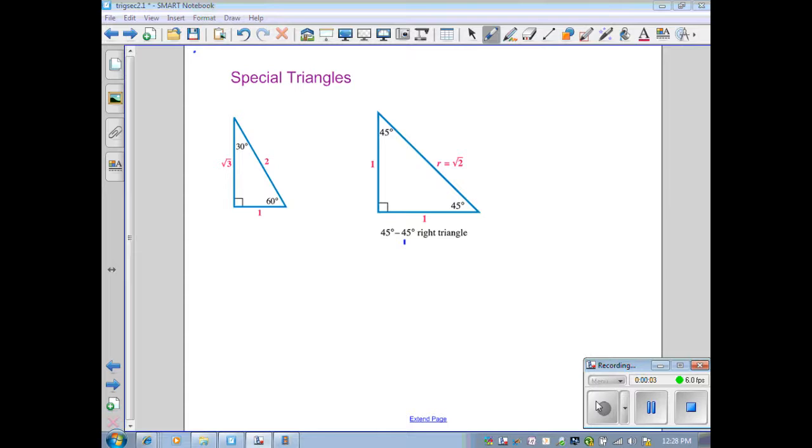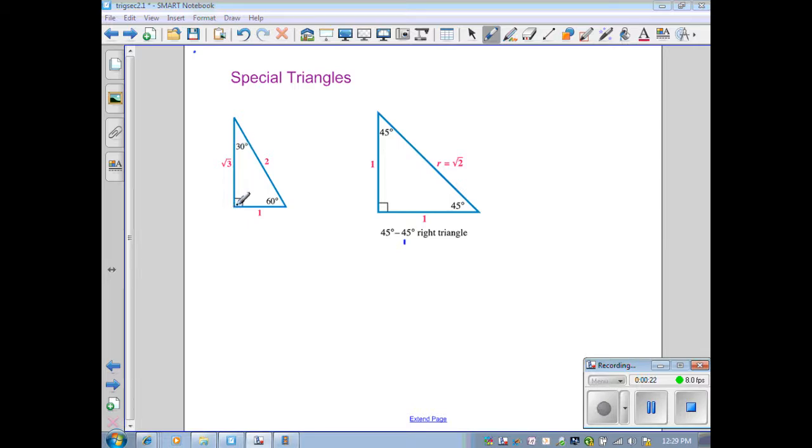In this slide, we have two special right triangles, the 30, 60, 90 triangle and the 45, 45, 90 triangle. I've created a supplemental video attached to this section on special right triangles. So for a detailed presentation on that subject, please refer to that video. Here, we're just going to do a quick overview. Let's start with the 30, 60, 90 triangle.